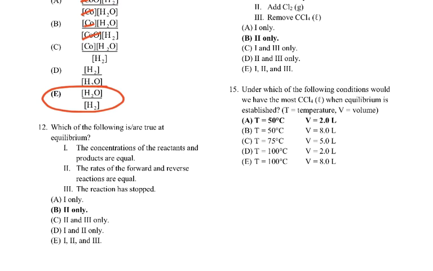Number 12, which of the following is or are true at equilibrium? The concentrations of the reactants and the products are equal? No. Okay, that's a really common misconception. It could be true, but they're not necessarily true. The rates of the forward and reverse reactions being equal is definitely true, and the reaction has stopped, that is definitely not true. Okay, so we have two misconceptions and one right idea, so the answer here is B only.